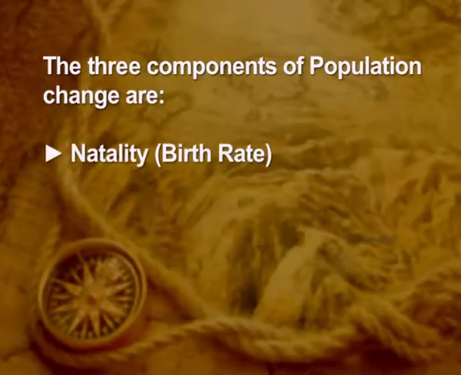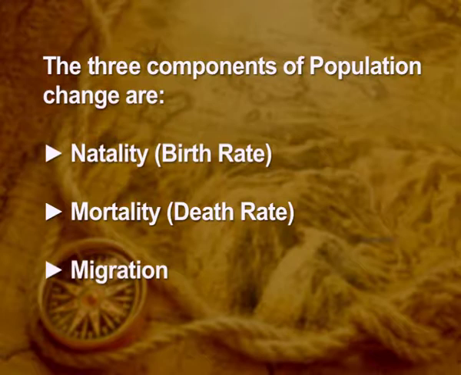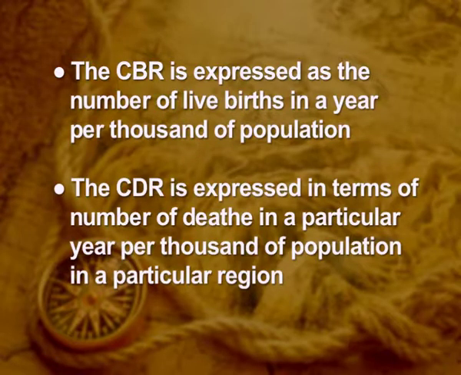Now, the three components of population change are natality, that is birth rate, mortality, that is death rate, and migration. The crude birth rate is expressed as the number of live births in a year per thousand of population, and the crude death rate is expressed in terms of the number of deaths in a particular year per thousand of population in a particular region.